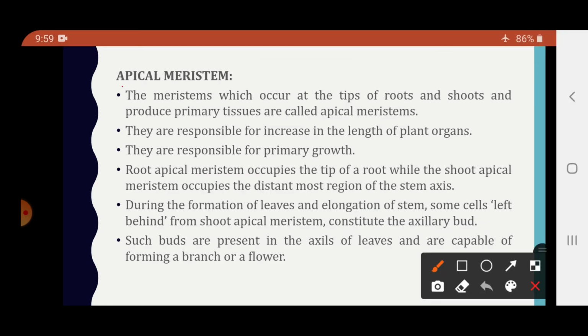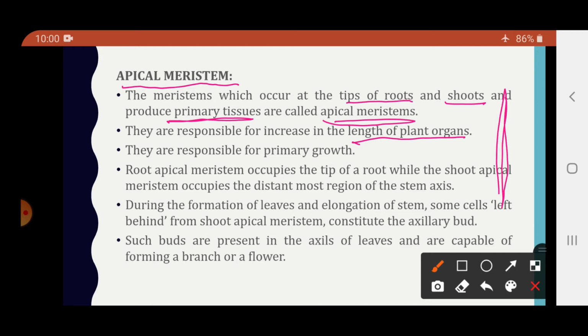So students, first of all the apical meristem. So what is apical meristem? जो मेरिस्टम रूट टिप एंड शूट टिप पे प्रेजेंट होते हैं, एपिकल पोर्शन, टिप पोर्शन, टिप पोर्शन कौन सा होगा, एक तो रूट टिप होगी और एक तो क्या होगी, शूट टिप होगी. So the meristems which occur at the tips of the roots and shoots and which produce the primary tissues, they are called as the apical meristem. Normally they are responsible for the increase in the length of the plant.